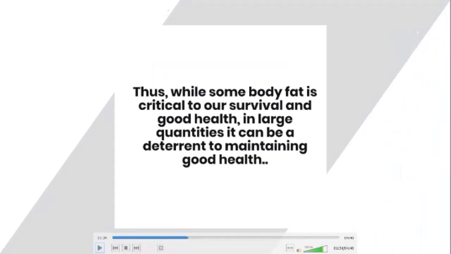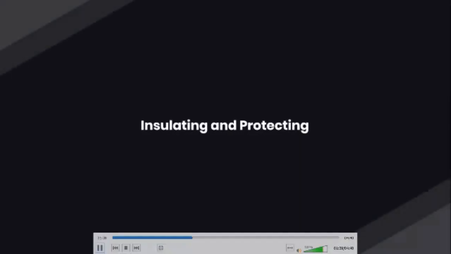Why some body fat is critical to survival and good health: in large quantities, it can be a deterrent to maintaining good health. What it means is that it's good to have body fat because it helps us, but an excess of it can cause serious health damage. So you need to learn balance. That's number one. Number two, insulating and protecting.